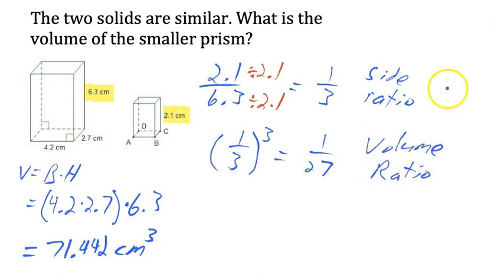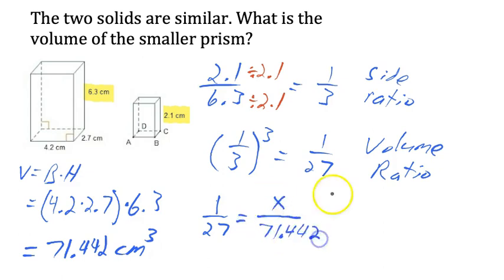So with a side ratio of 1 to 3, we end up with a volume ratio of 1 to 27. Let's write a proportion now to help us figure out our missing volume. Notice the x is in the numerator here, and that's because the missing volume is the volume of the smaller prism. So we need to make sure that we get our x in the right location. One way to solve proportions is by cross-multiplying.